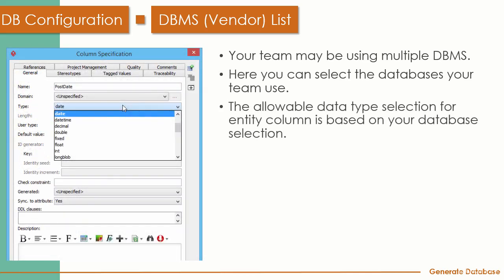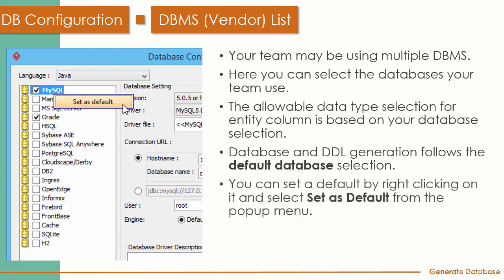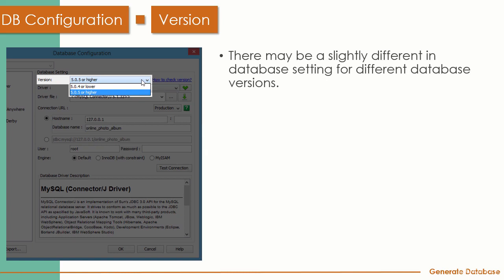The allowable data types when you're doing the modeling follow the database you select. Like if you pick Oracle as the default database, then we will show numeric rather than integer. If you pick MySQL, we will show int, things like that. The database DDL generator syntax is based on the default database option. You can right click on the database and set it as the default using the pop-up menu. And then on the right hand side of the screen, you will see the version. You pick the version closest to the database engine you use.